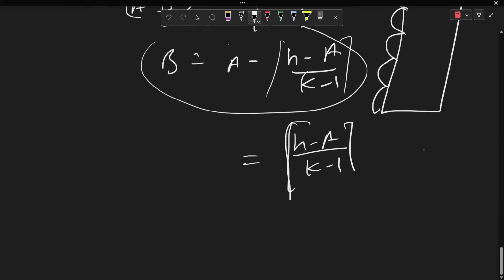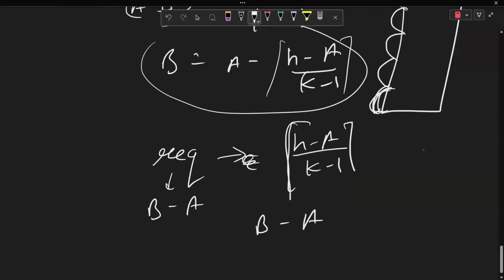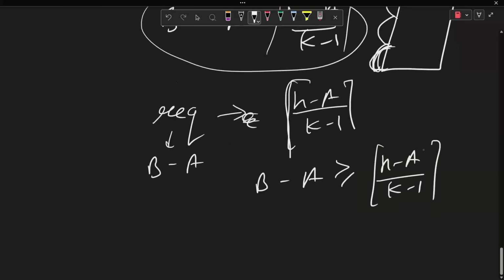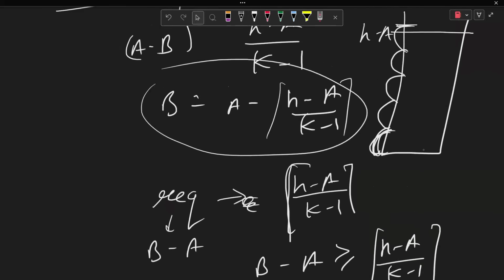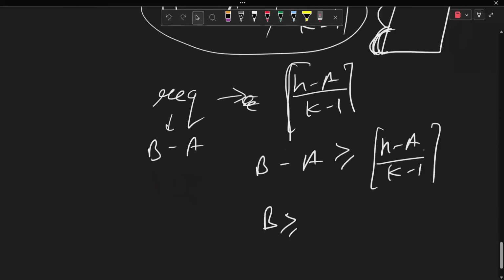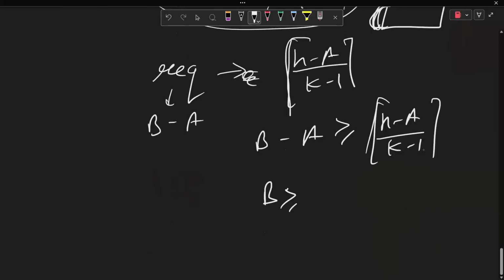And what is this? This is our requirement to travel in each second, and this requirement is actually a minus b. That's the net distance we are traveling in each second. So we can say that our a minus b should be greater than or equal to the ceil of (h minus a) by (k minus 1). It was not so complex to derive: (h minus a) divided by (k minus 1) would give the steps required in each second, the ceil of that, and so that should be a minus b.